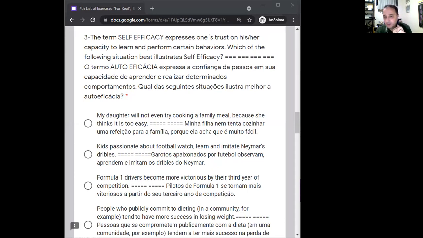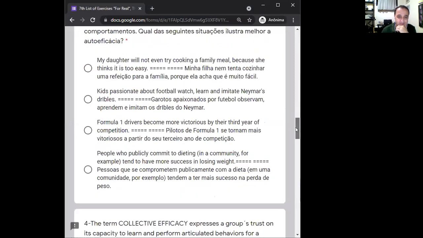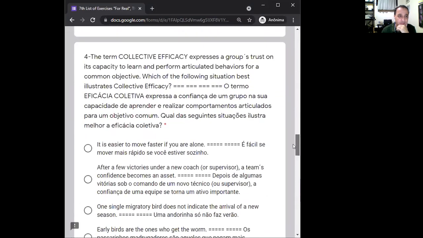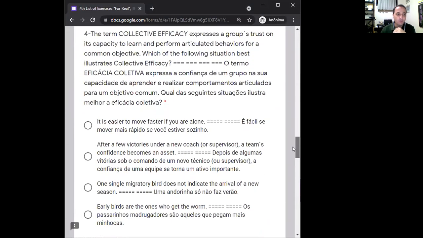Questions for this one? This was a little tougher. I see that only 52 of you got it right, so this was probably the hardest question in the quiz, right? In the list. Let's go to the fourth one.